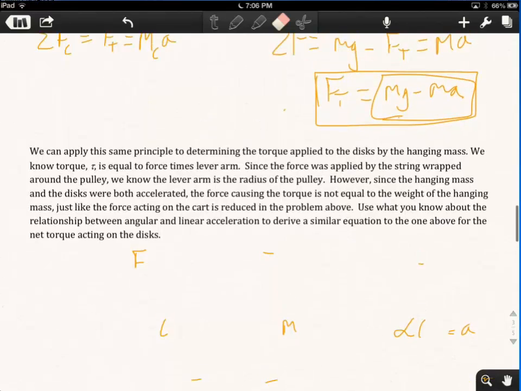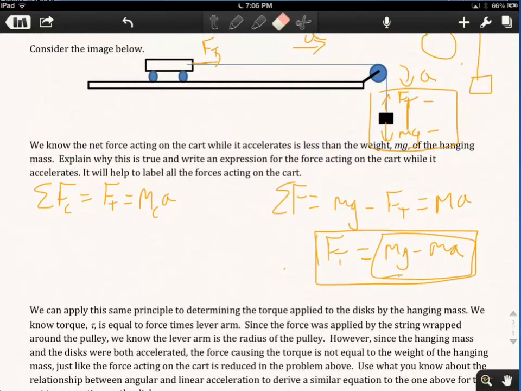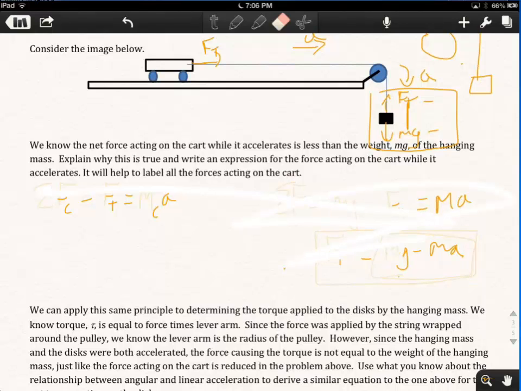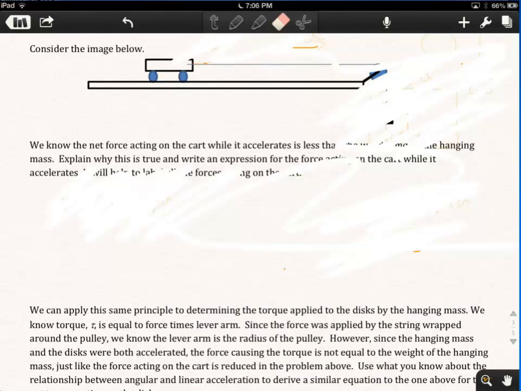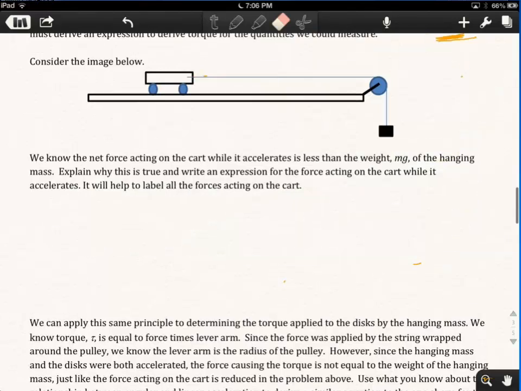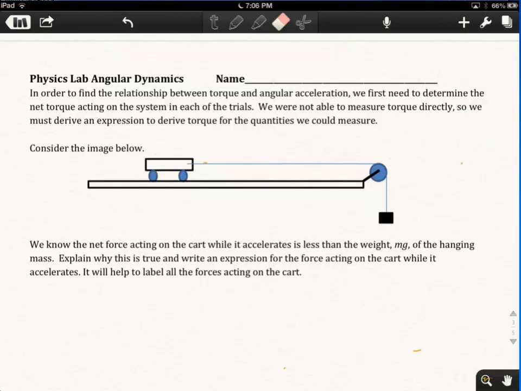Okay, when you have a cart being pulled along the tabletop, like this shows here, there are several forces at play, but one of them is important. It's not mg, it's Ft. So let's take a look at that. This cart has the net force Ft acting on it, and that's the tension in the string. It's caused by this hanging mass, and mg is pulling down. But that's not the only force acting on that. Ft is also acting on it.